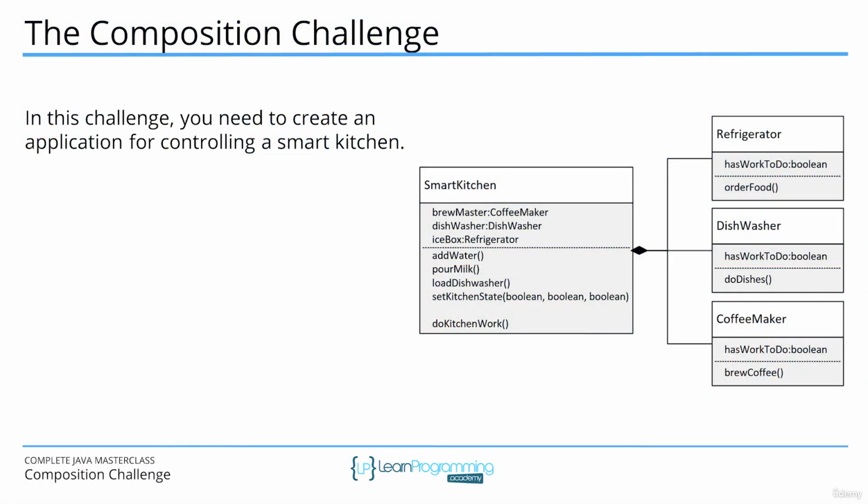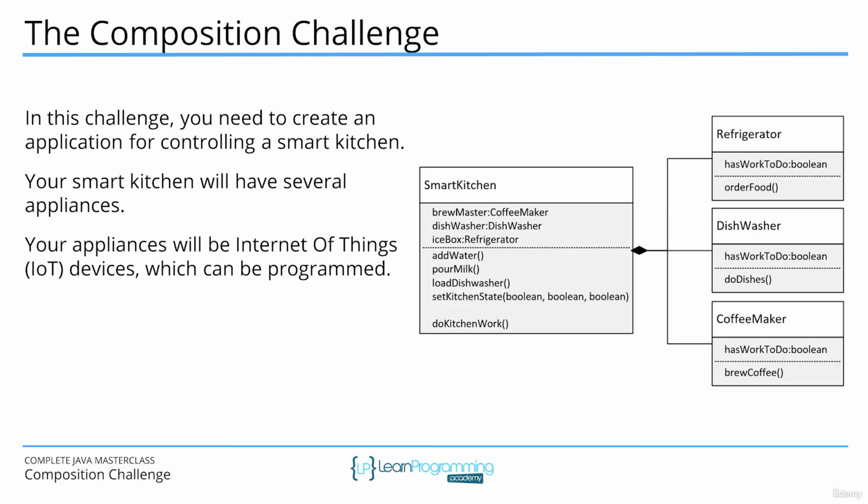Welcome to the Composition Challenge. In this challenge, you need to create an application for controlling a smart kitchen. Your smart kitchen will have several appliances. Your appliances will be Internet of Things, IoT devices, which can be programmed.